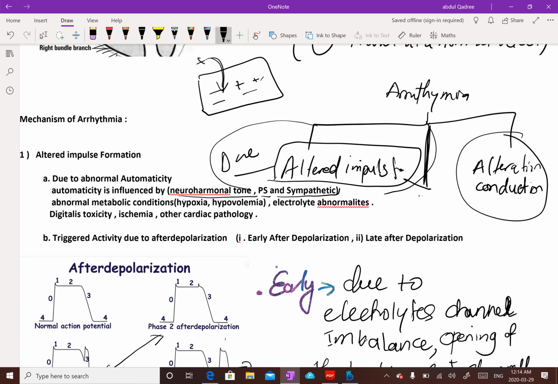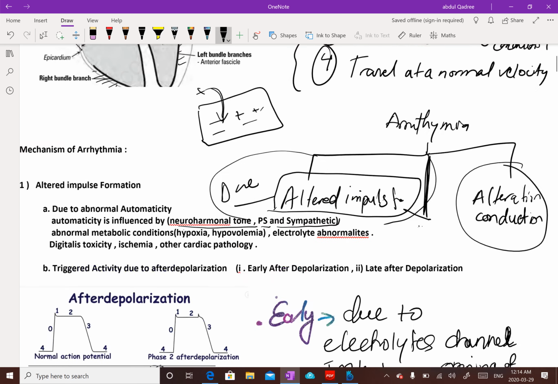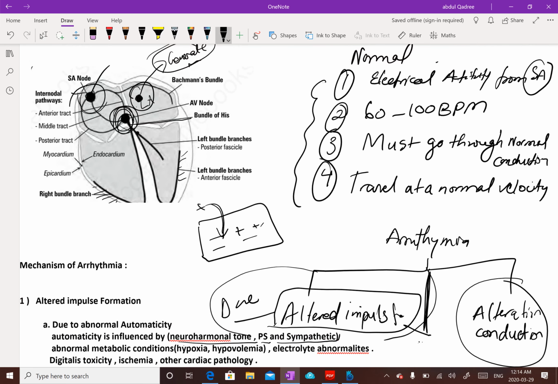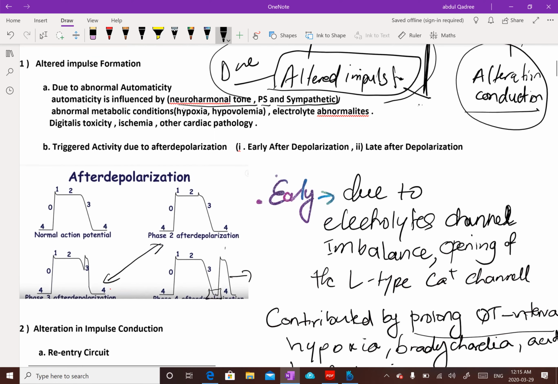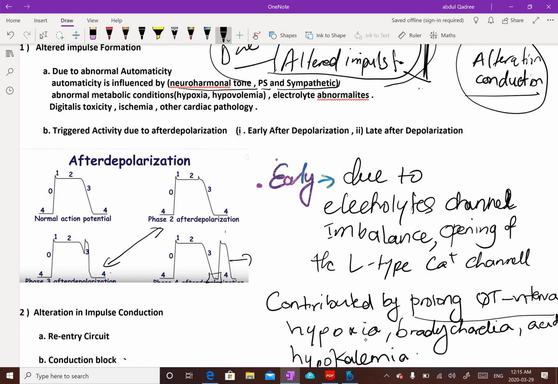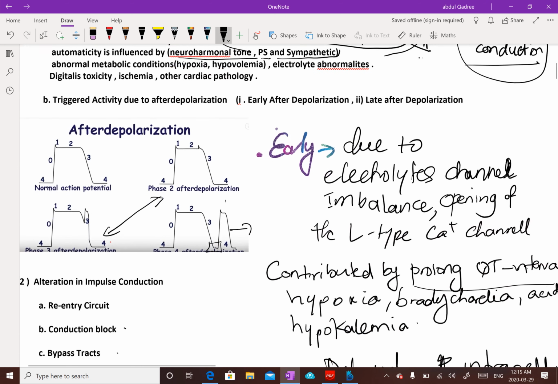Another mechanism of arrhythmia is that the conduction system might have a problem. We might have a problem with conduction in the pathways, like for example the SA node, the AV node, or the bundle of His, bundle branches, or Purkinje fibers. So this is another way arrhythmia can occur. So we're going to go further and talk about some mechanisms of alteration in the conduction of impulses. Of course, the one thing that we should talk about is the reentry circuit.